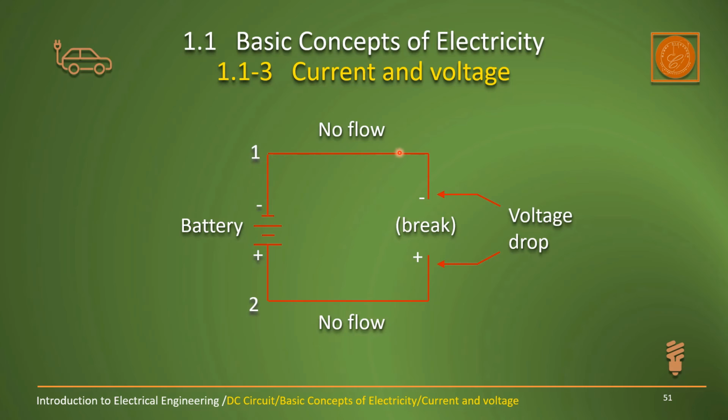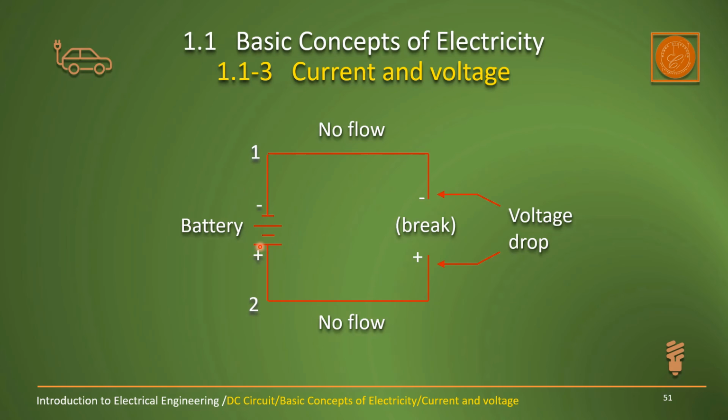These 2 points, if we break here, this point is the same as this point, whatever is inside, the resistor or any other component, because there's no current flow. So this point is exactly the same as this one. And this point is exactly the same as this point, but they have no flow.